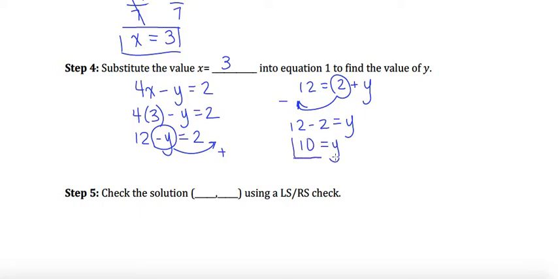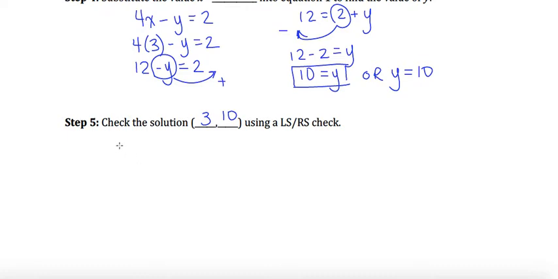So you can keep your answer like this. Some of you may really want to write it as y equals 10. Either of these will work. So the solution for my equations, they are going to intersect at the point 3, 10. So I need to make sure that I've done that work correctly by doing my left side, right side check for both sets of equations.